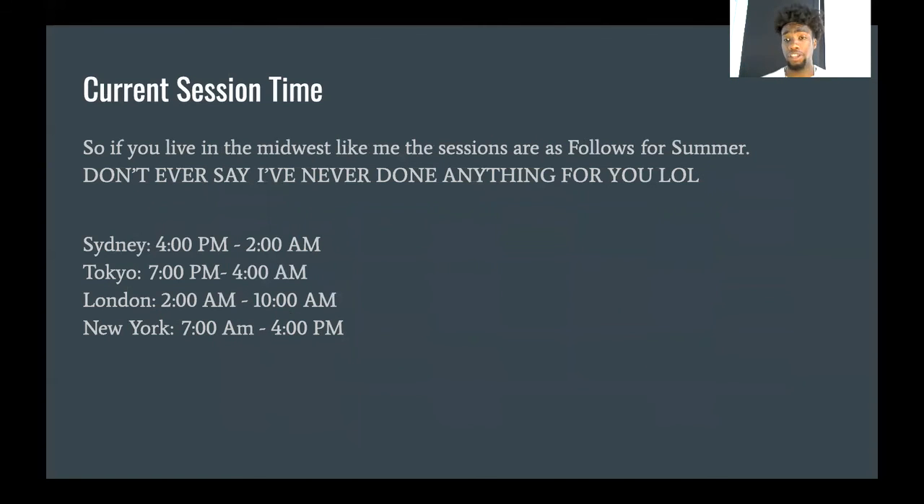So if you live in the United States at the time of this recording, which is like July or June 16th, and you live in Central Standard Time. I live in the Midwest, so I live in Central Standard Time. These are your time zones right here. Don't even have to do the math. Look it up. Boom, right there.